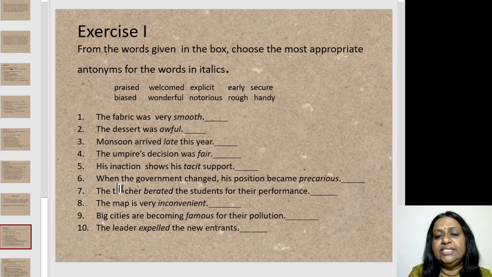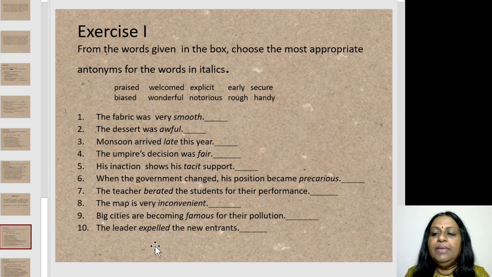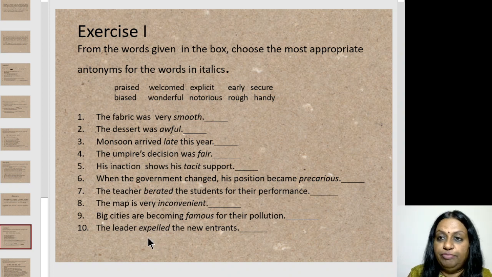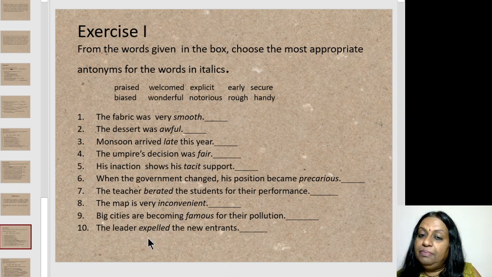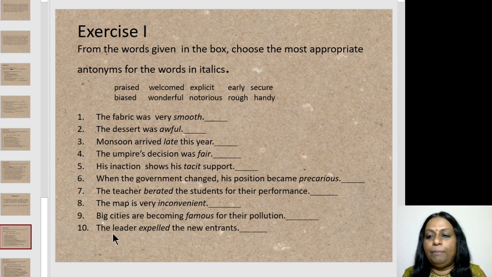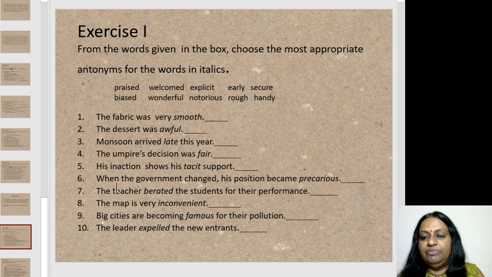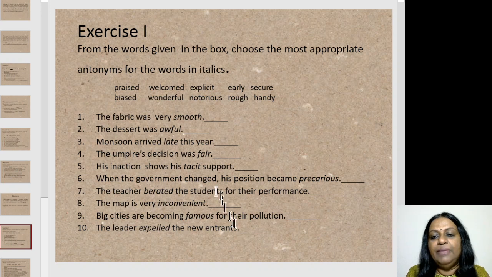The sixth sentence, when the government changed, his position became precarious. Now, if you don't know the meaning of precarious, you need to first look up the meaning of precarious. Okay, so precarious means shaky. So what would be an opposite of precarious or shaky? Secure. So the word we would choose is secure. When the government changed, his position became secure. That would be the opposite.